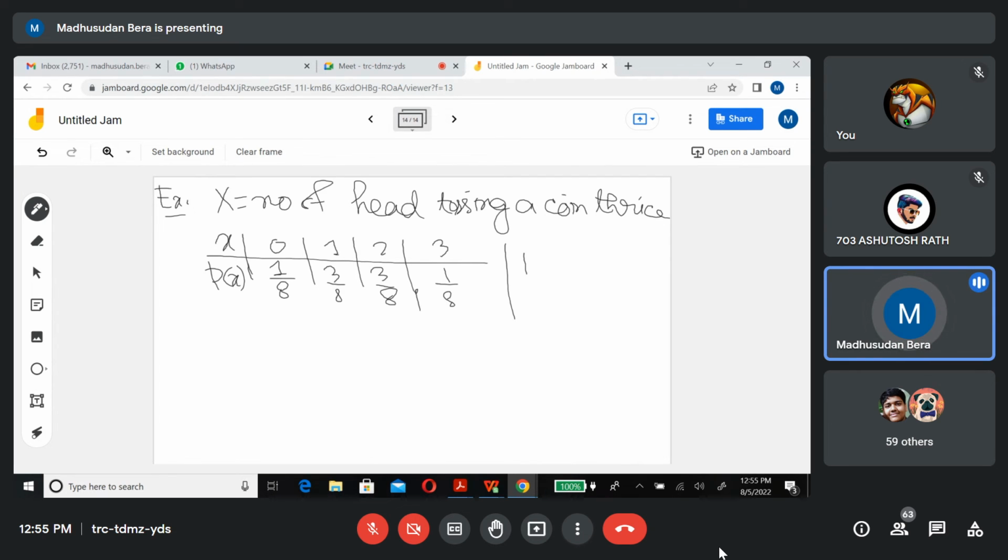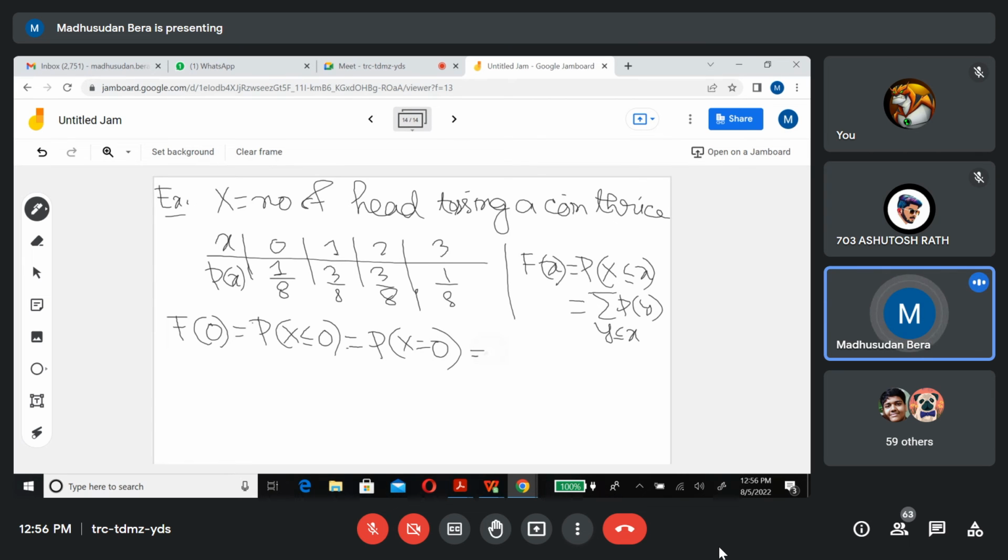What is the cumulative distribution function? Fx equal to probability of x less than or equal to x, which is nothing but summation of py, where y is less than or equal to x. Up to that we will add. Now arbitrarily I am calculating something. First suppose you are calculating F of 0. What is F of 0? Probability of x less than or equal to 0. How many points? Only 0 points. Probability of x equal to 0, which is nothing but p of 0. That is 1 by 8. F0 is okay.